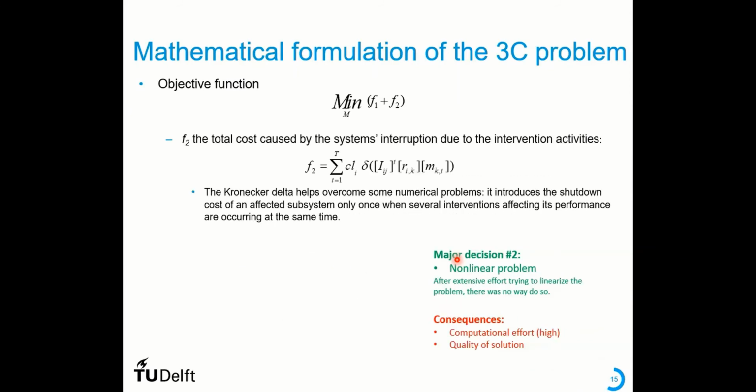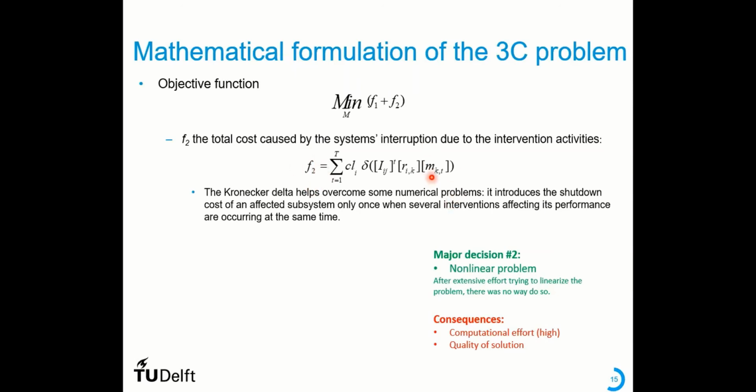Now, the other function in our objective function is F2, which is the indirect cost, not the direct, but indirect cost, and that's related to the system interruption. For example, if a subsystem is interrupted, is not working, then people cannot use it, and then you will have societal impact. This cost can be captured using this function here.